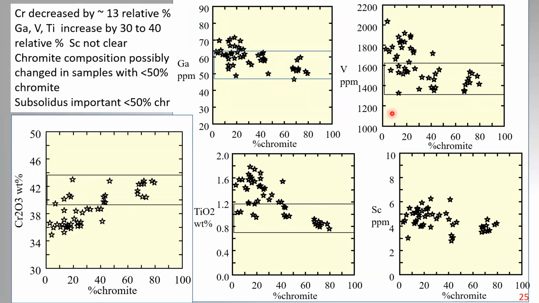So if we look at gallium, it's starting to go up when we get to about 30, 40%. Vanadium goes up quite strongly. The chrome goes down, titanium goes up, scandium doesn't seem to change that much, perhaps because pyroxene is present and pyroxene is controlling the scandium. So in general, we will have to say that when you've got less than 50% chromite in the rock, probably compositions have changed in a layered intrusion from their initial composition, sadly.